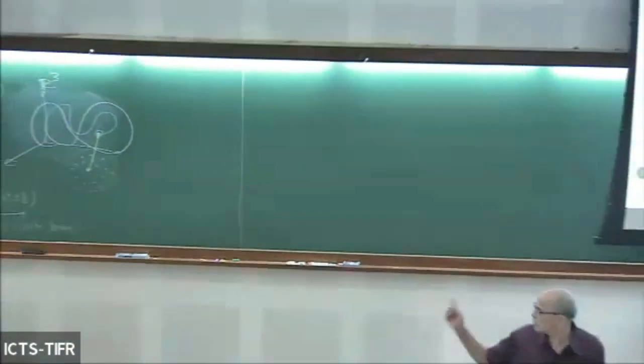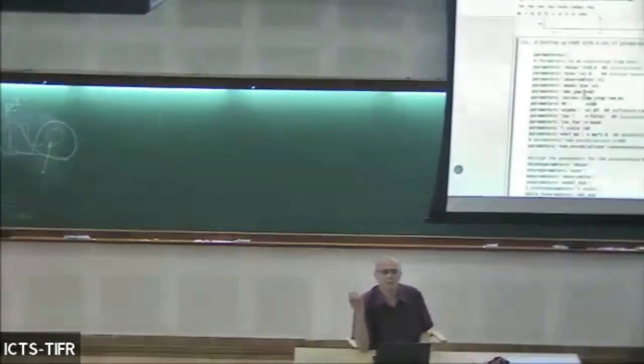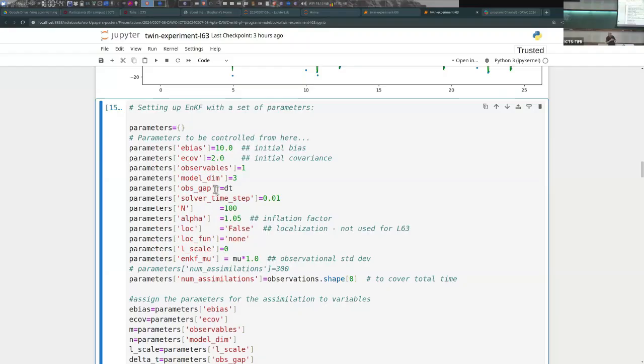Okay, so how many observations, what's the dimension of the model, the gap between observations, that was the dt. Oh, sorry, wait, I made a mistake. dt in the program is the gap between observations, the capital delta, and the model solver time step is the little delta. I messed up, okay. Capital N is the number of ensemble members, the number of crosses that we want to choose. In this case, we'll start with 100 different initial conditions. It's an ensemble of size 100.